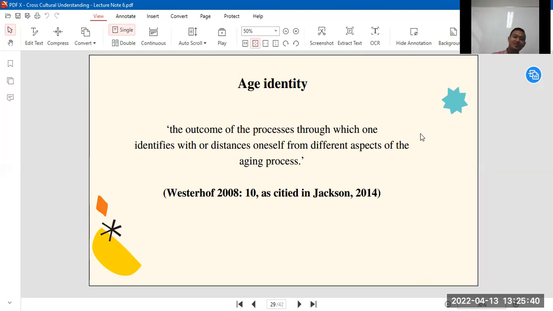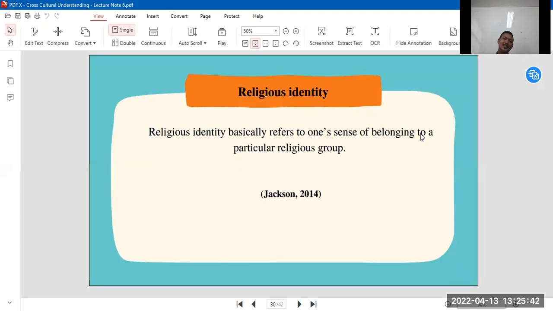And also the religious identity. Religious identity basically refers to one's sense of belonging to a particular group.